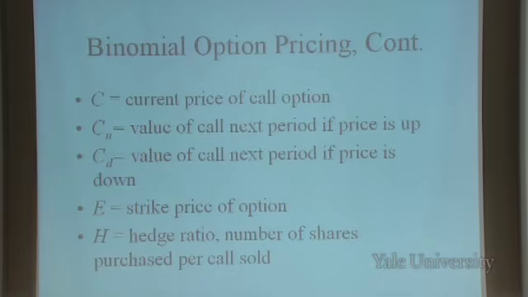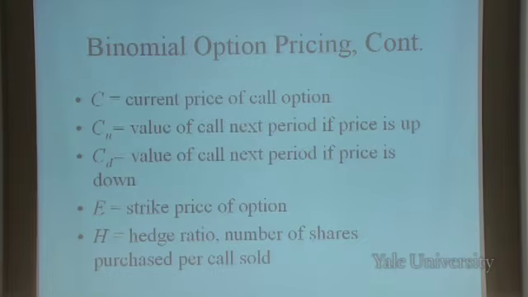I'm going to call C sub u the value of the call next period if the price is up, and C sub d the value of the call next period if the price is down. Okay, that's the thing that we read off of those broken straight lines, right?